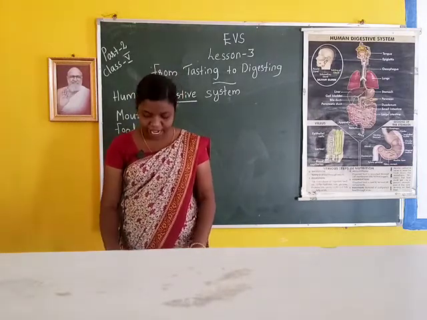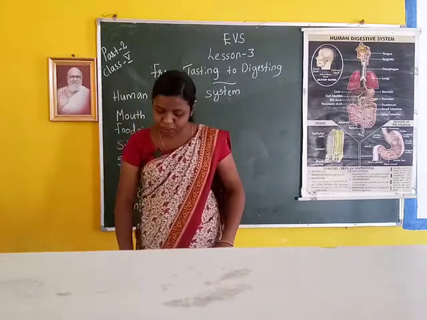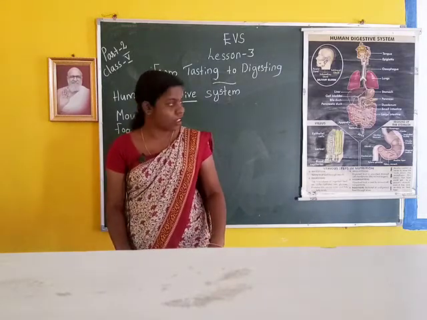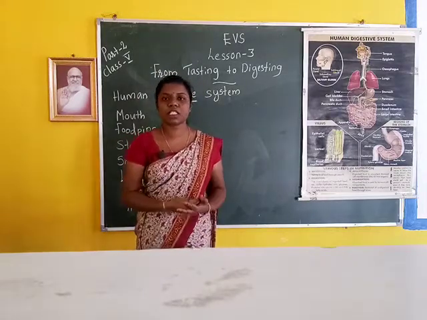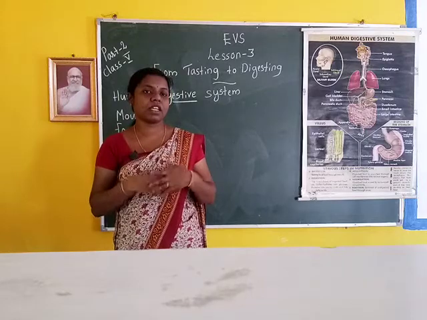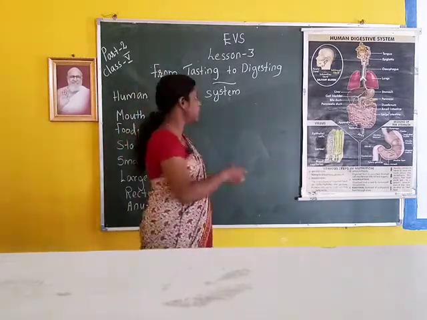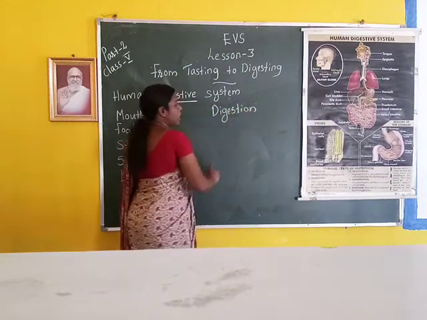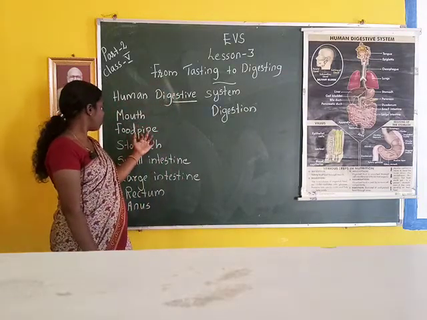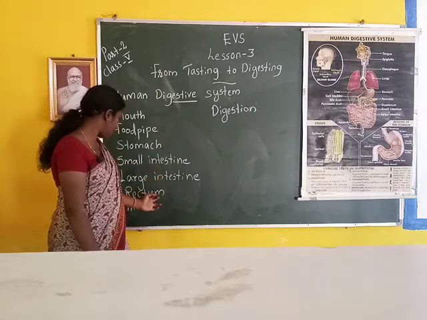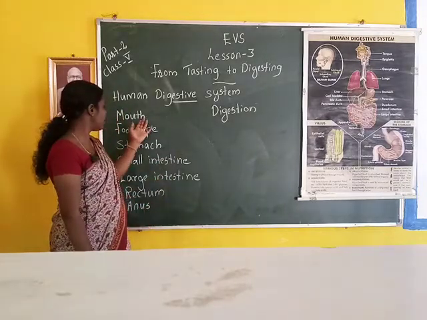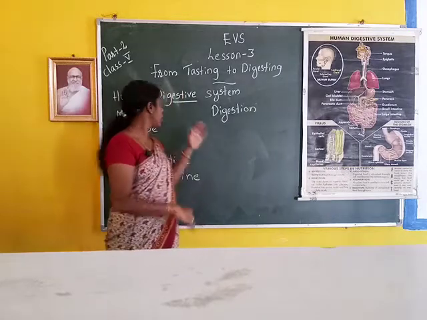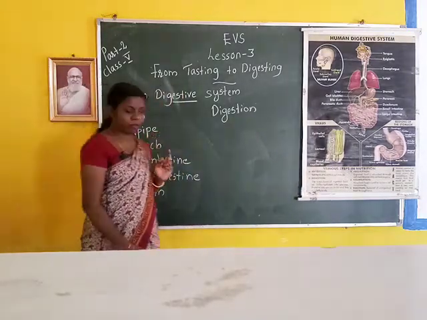Then what is digestion? The process by which the complex food we take changes into simple soluble form and energy is released. That means digestion is the splitting of complex substances into simple form, and it releases energy. This process is called digestion. Digestion happens through the mouth, food pipe, stomach, small intestine, large intestine, rectum and anus. First, in the mouth, the teeth help to chew the food and swallow it, and then it goes to the food pipe.